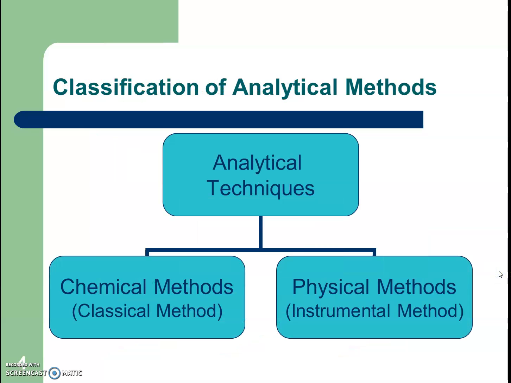Now, after the definition, we'll go with the classification of analytical methods. Analytical techniques used in analytical methods are classified as chemical methods of analysis and physical methods of analysis. The chemical methods of analysis are the classical methods, and in the physical methods of analysis, we use the instruments as instrumental methods.